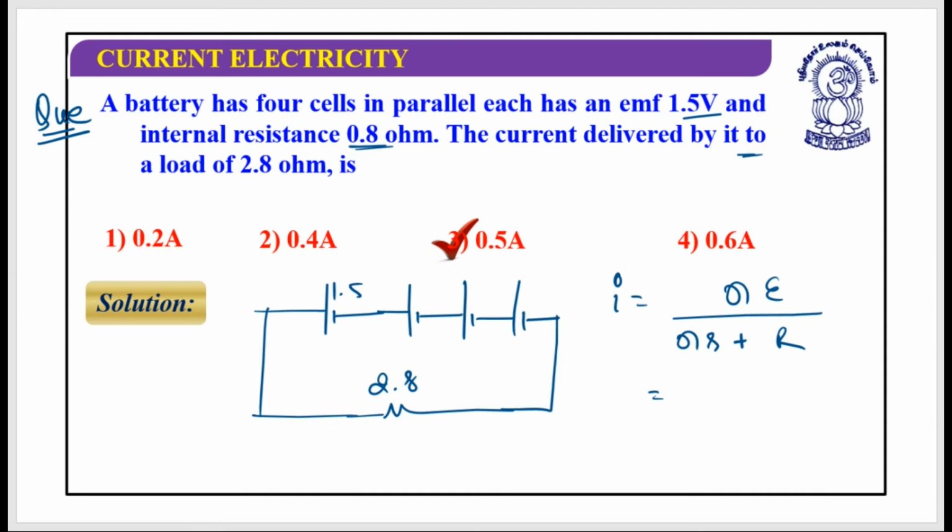So this is equal to 4 multiplied by 1.5 divided by 4 into 0.8 plus R. It's 2.8. Just solve this and find out the answer. It's 13 ampere.